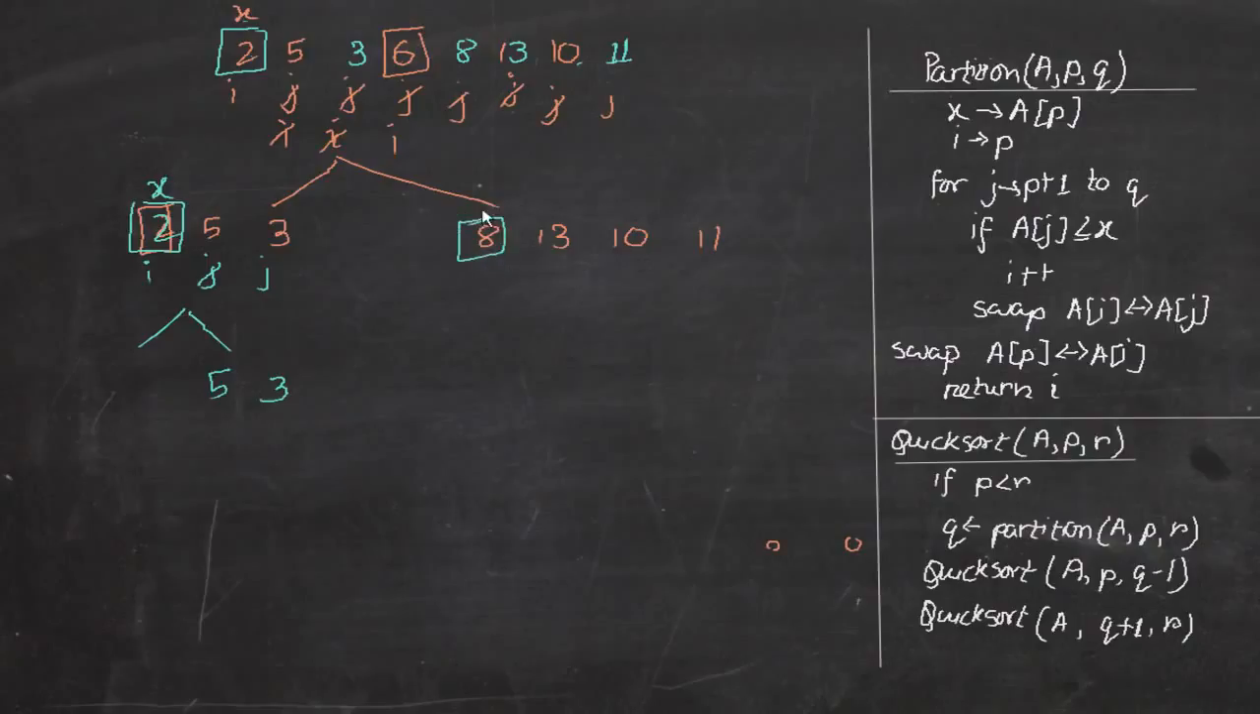All right, so this is x and this is I and then j. So j, well, this is greater than 8, so we don't go into the if statement. And again, j, this is greater than 8, so we don't increment it. And again, this j is greater, so we don't increment. So P and I are in the same position, so we swap AP and AI.